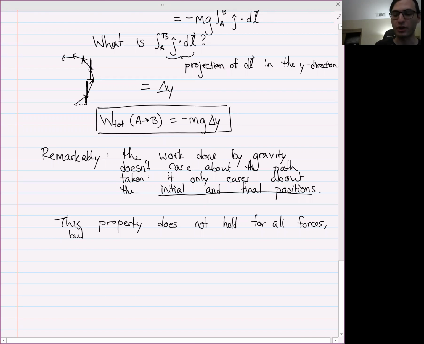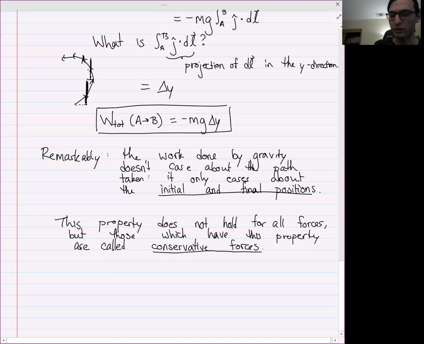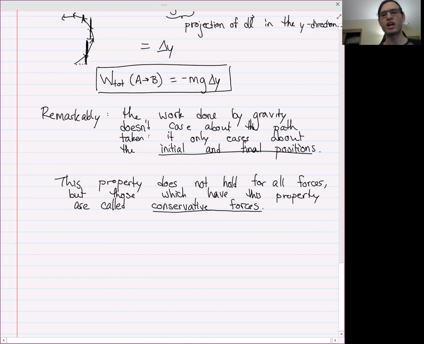But those which have this property are called conservative. They're called conservative forces. Not in the political sense, just in the conservation law sense. So gravity would be an example of a conservative force, or the force of gravity anyway. So there's a weird consequence of these sort of conservative forces that I should probably tell you about.